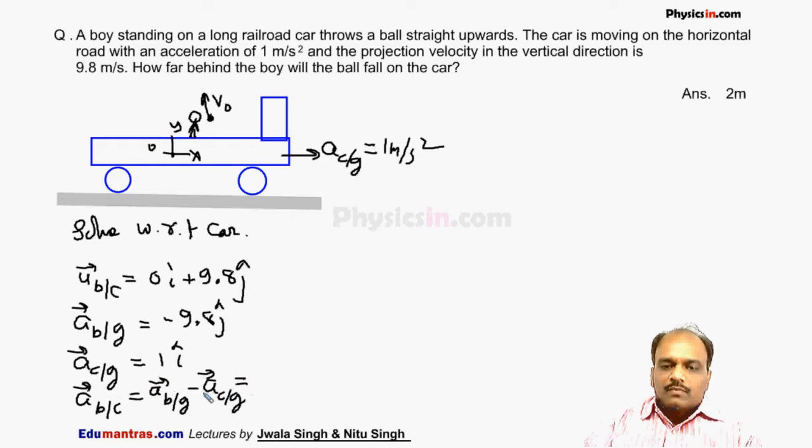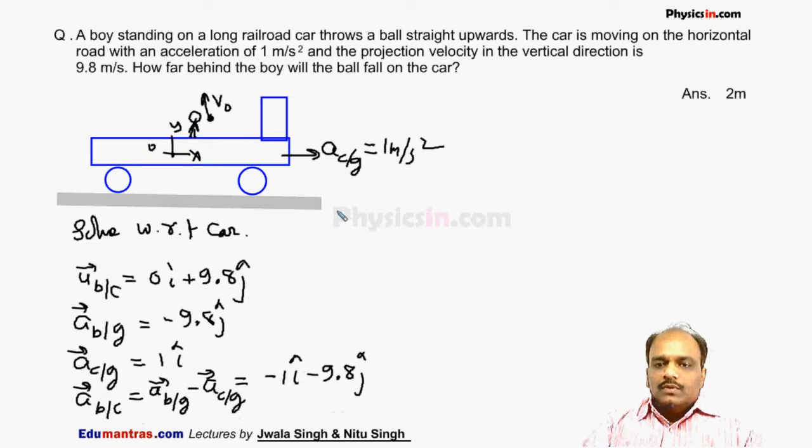So acceleration of ball with respect to ground is minus 9.8 j cap, and acceleration of car with respect to ground is minus 1 I cap. So I will substitute here. It becomes minus 1 I cap minus 9.8 j cap. This is the acceleration of the ball with respect to car.